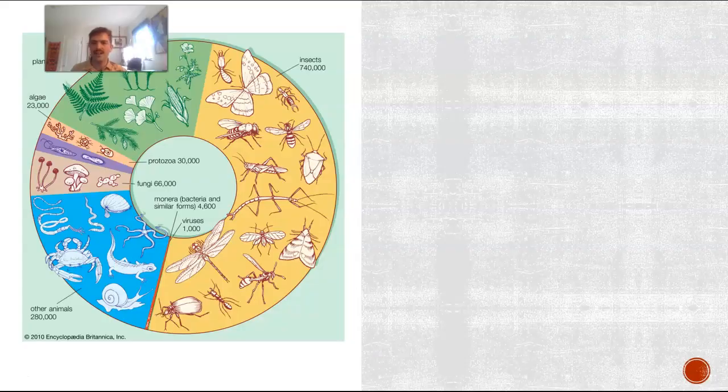So these are the diversity of organisms in the world. So you can see that much of the planet is insects, and animals are only less than a quarter of the diversity of organisms. Insects are huge, and plants, obviously.